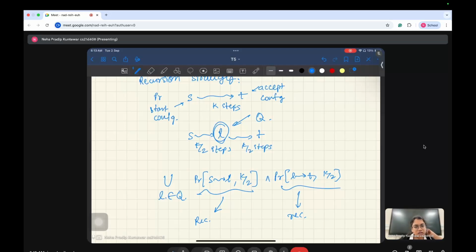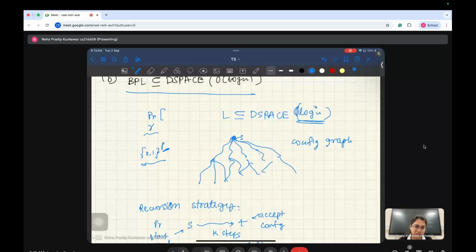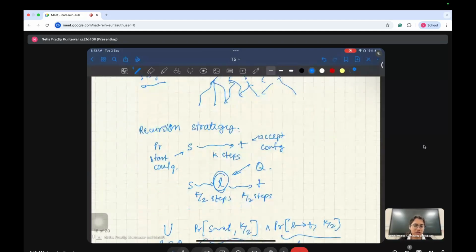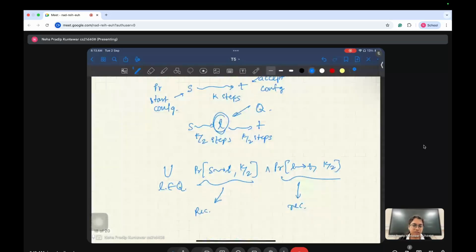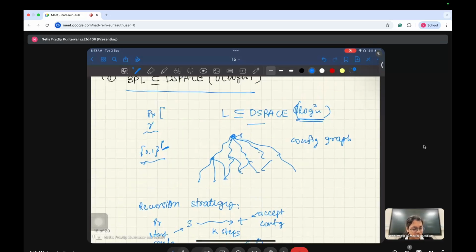We know that the depth of this recursion is logarithmic. The analysis of this log square n is exactly the same as we had earlier. The depth of the recursion is log n. Each of the iterations may take up log n space. So altogether this is order log square n. This is exactly the same analysis.